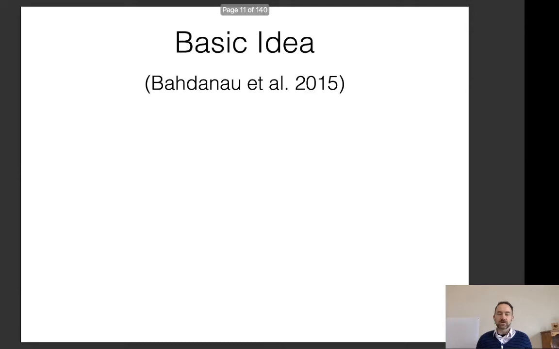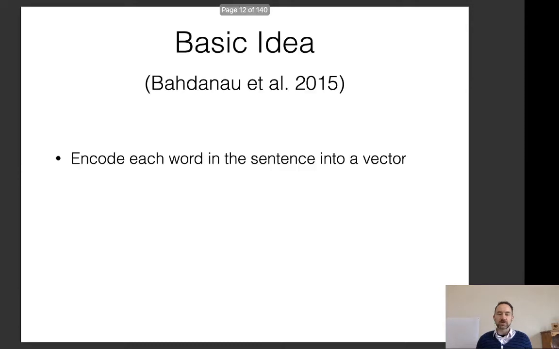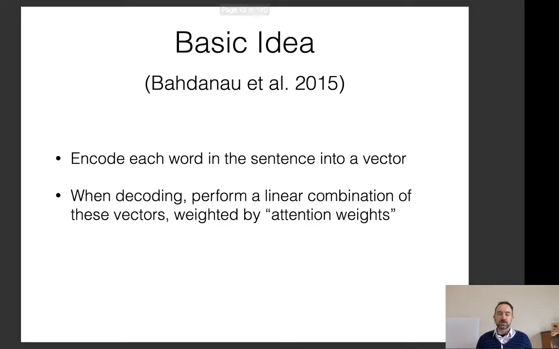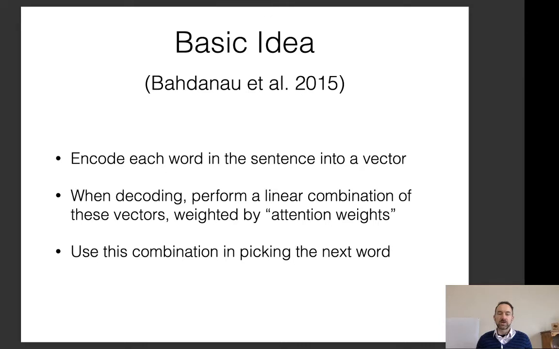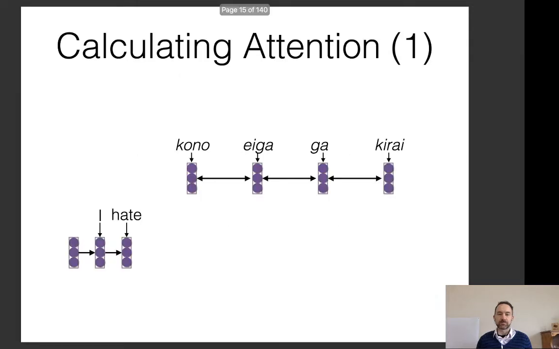So what is attention? The basic idea behind attention is that we encode each word in the sentence into a vector, and when decoding or making predictions, we perform a linear combination of these vectors weighted by something we call attention weights, and use this combination in, for example, picking the next word in a conditional generation task.